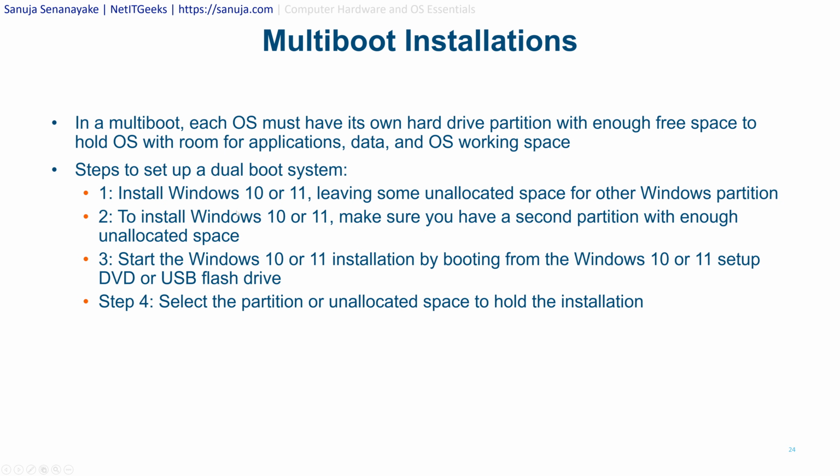Then to install the Windows 10 or 11, whichever one you're going to install next, make sure you have a second partition with enough unallocated space, and then start the Windows 10 or 11 installation, whichever you're going to pick for the second partition, by booting from that particular operating system's bootable drive, and then installing on that separate partition. And finally, you're going to select the partition or unallocated space to hold that installation and go through the installation process just like you did at the very beginning.